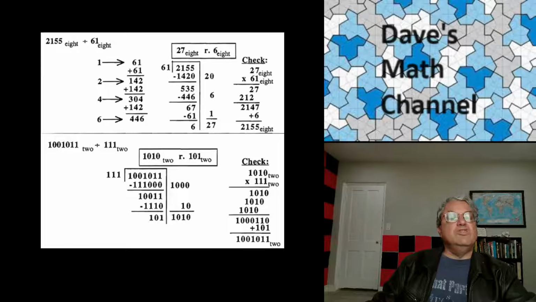But the example on the bottom, same thing. You can do this in any base. Here they do it in binary. So if you're dividing 1001011 in base 2 by 111 in base 2, if you do the long division, you'll find that your quotient is 1010 with a remainder of 101. And they even check these things. I mean, they're doing the shift and add multiplication on the right, which I just showed you how to do. So you can check in the same way.